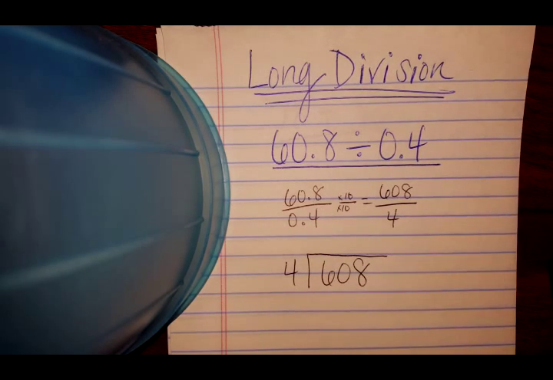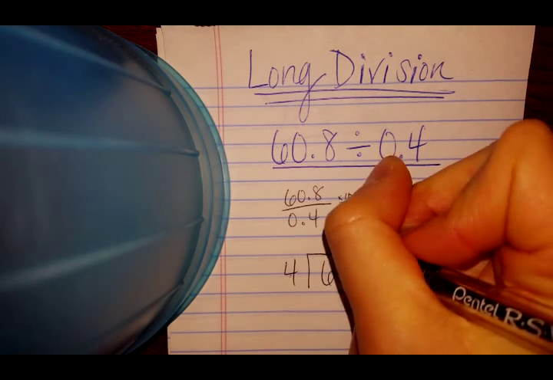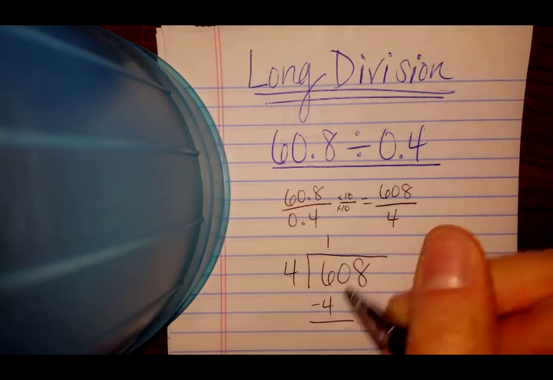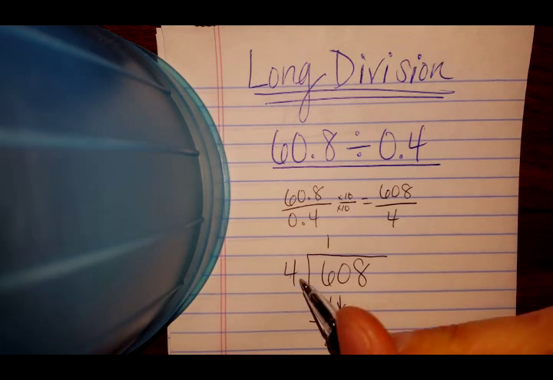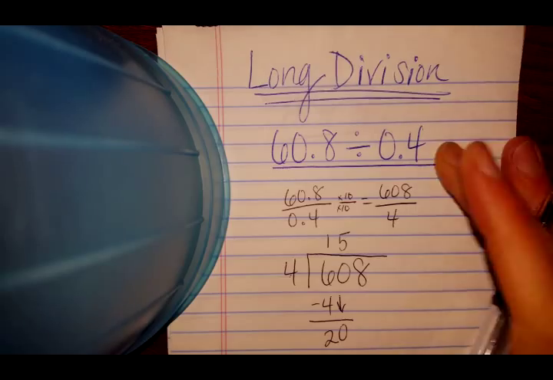This is long division using the standard algorithm. Some of you might do partial quotient. I like the standard algorithm when there's a chance that there might be a decimal answer. So that's what I'm going to show you here. All right, so 4 goes into 6 once. 1 times 4 is 4. 6 minus 4 is 2. Bring down a 0. All right, 4 goes into 20 5 times.